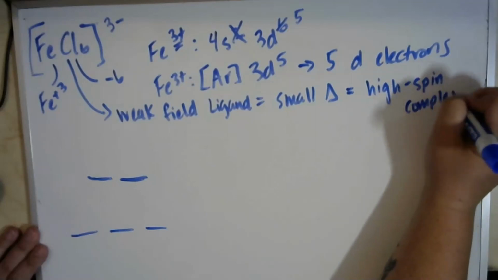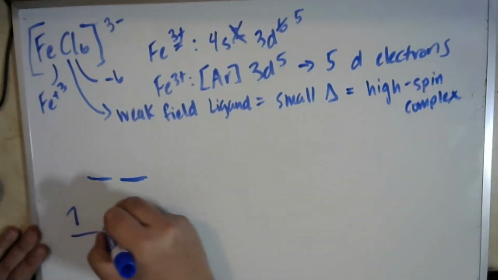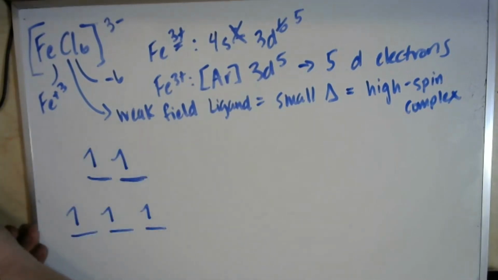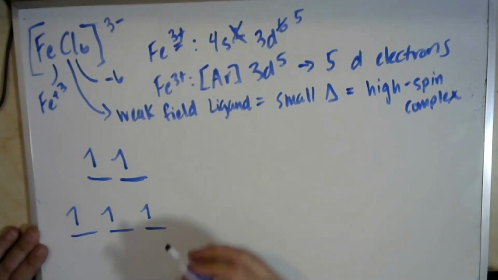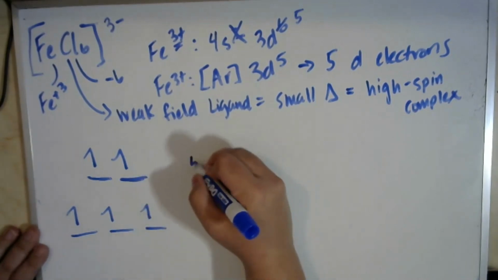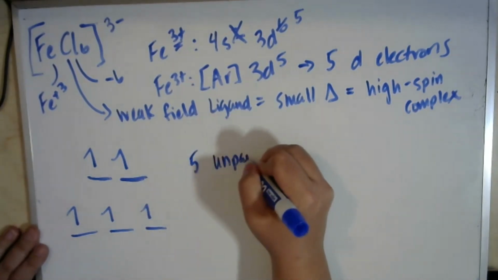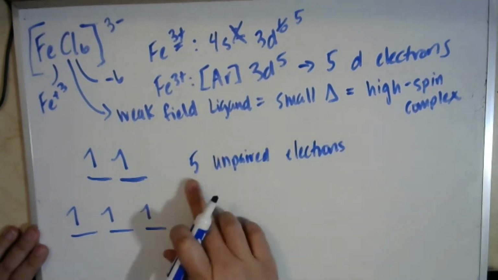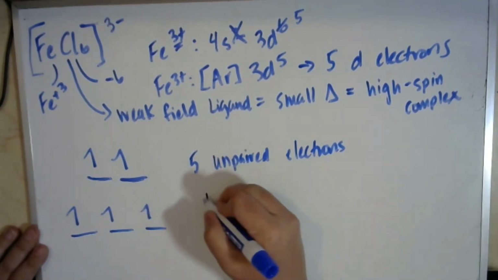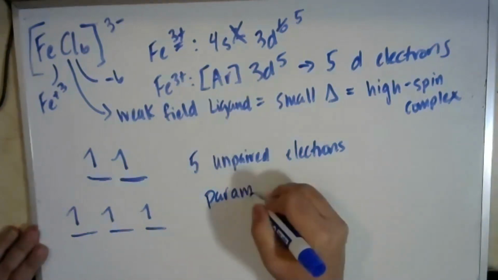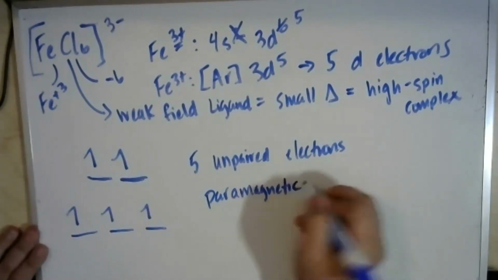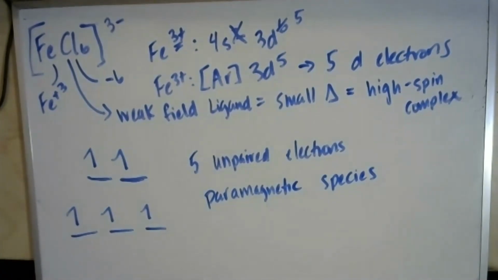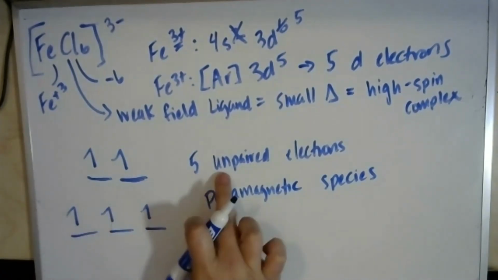1, 2, 3, 4, 5. Right, so what we end up with are 5 unpaired electrons. And obviously, because we have any unpaired electrons, that is another paramagnetic species. A species can be considered diamagnetic when it has 0 unpaired electrons.